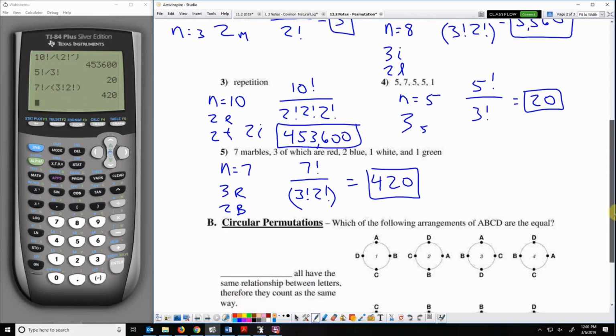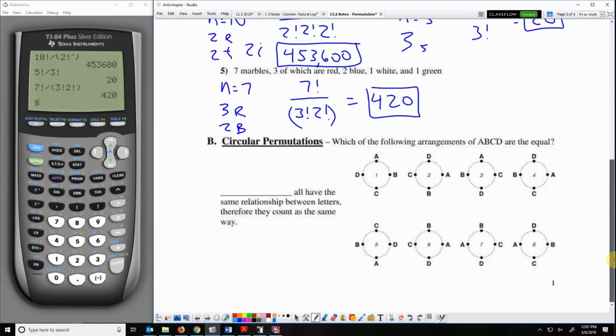All right, so all of the permutations we've done so far, the ones today with repetitions and others that didn't have repetitions, have been linear. Now we're going to talk about circular permutations. When things are arranged around something, that is a circular permutation.